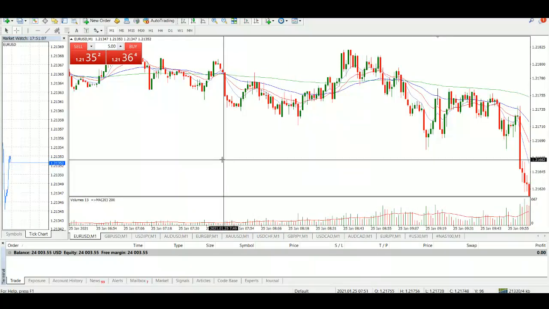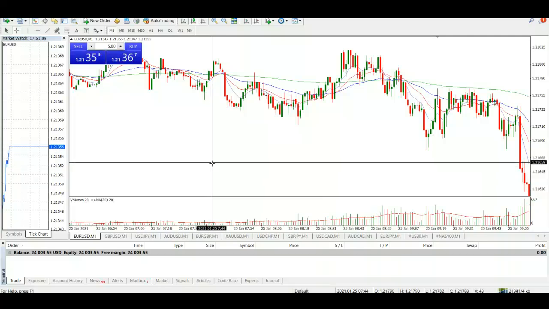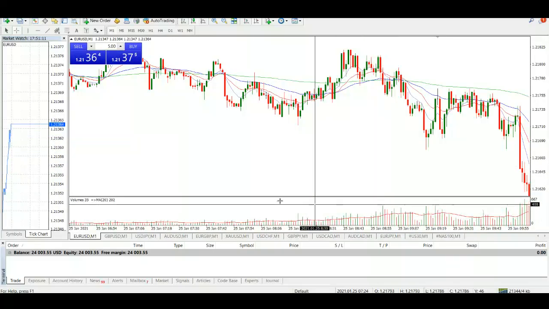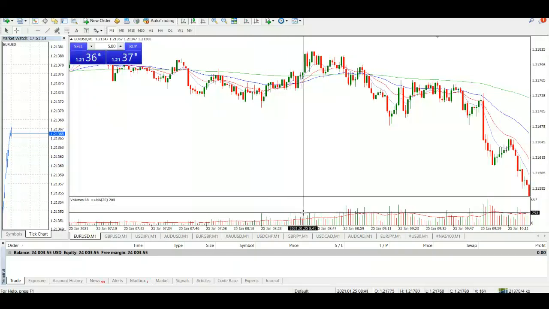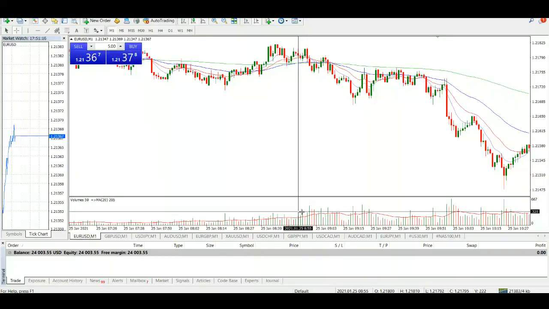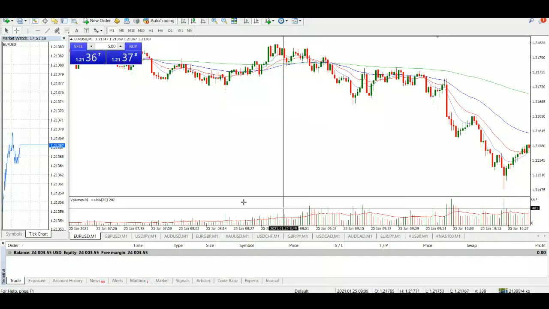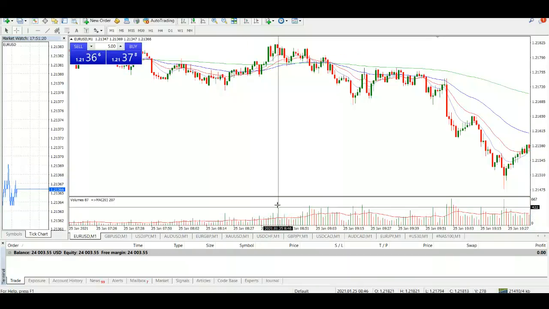So sometimes a trend starts with a low volume and then gets bigger. But what is better is to have high volume. Okay, but you can also trade low volume. That's the idea.